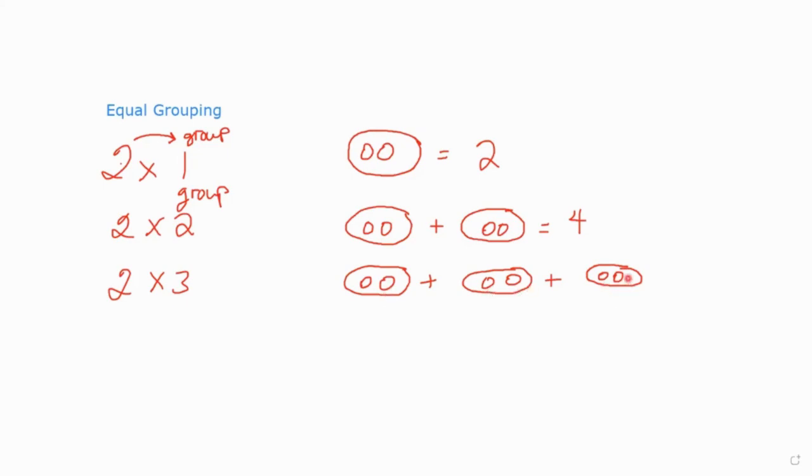1, 2, 3, 4, 5, 6. So 2 times 3 is what? 2 times 3 is 6. Yes, I told you. 2 times 3 is 6. Okay, so 2 times 4. We go through. We made 4 groups.